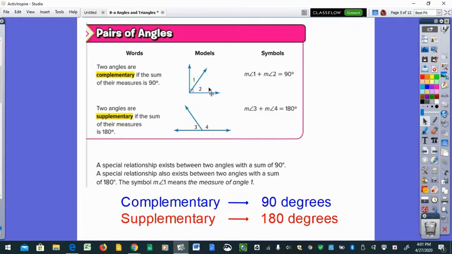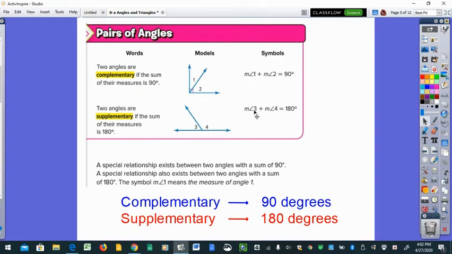Now notice they are not equal. This one might be 30 degrees and this one might be 60 degrees. If 2 angles are complementary, they are not necessarily equal, but they definitely add up to 90 degrees. Now, supplementary is the same idea, except the 2 angles add up to 180 degrees.